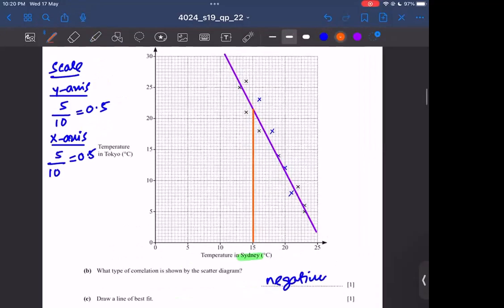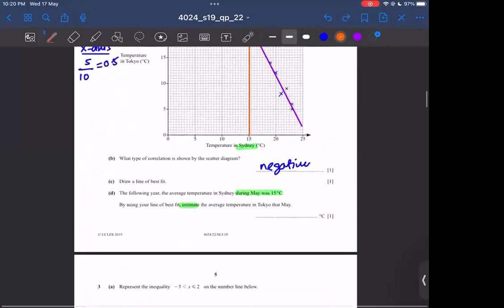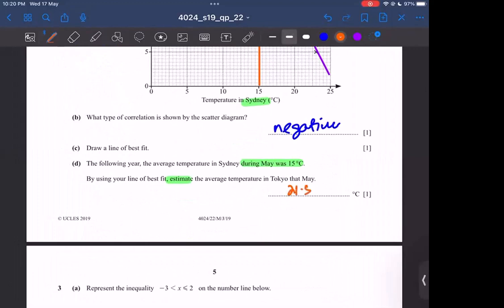And I'm going to check the value here. What is the value of the Tokyo? What is the temperature in Tokyo? So this one is 21. This one is 22. This 21.5 is the value of the Tokyo. So this is going to be 21.5, and this is the estimated value here.